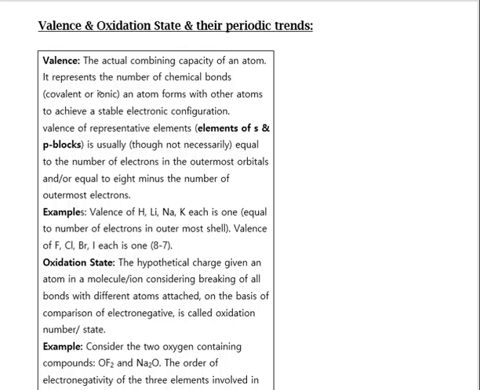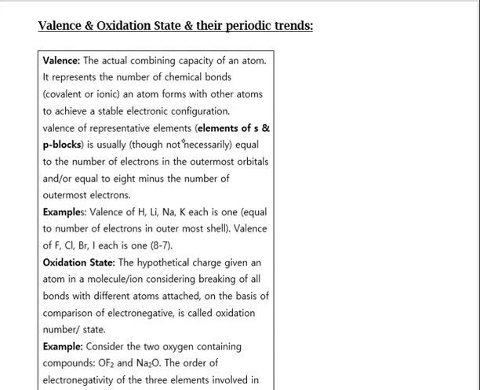It represents the number of chemical bonds, covalent bond or ionic bond, an atom forms with other atoms to achieve a stable electronic configuration. To achieve a stable electronic configuration, an atom of an element forms bonds, and that number of bonds which is formed by an atom of an element in a molecule is called its valence.